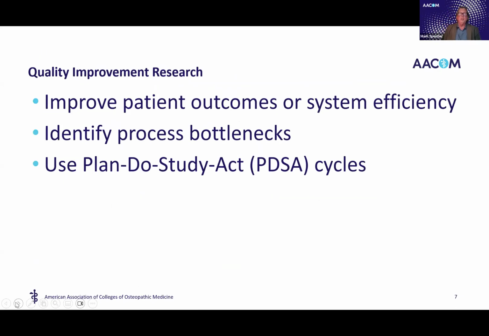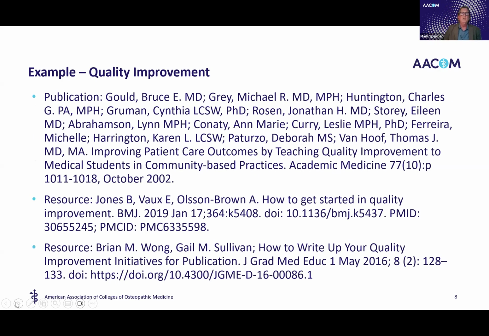So quality improvement research is research that tries to improve patient outcomes or system efficiencies, identify process bottlenecks. And one of the big methodologies for doing quality improvement research is a plan, do, study, act cycle. So you measure something, you plan to improve it, you do the improvement, you measure it again, and then you follow up. Did it work? Did it not work? Do we need to change it? And students are quite capable of both understanding and implementing PDSA cycles.